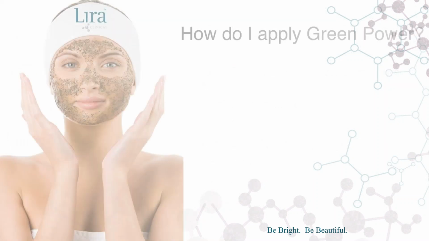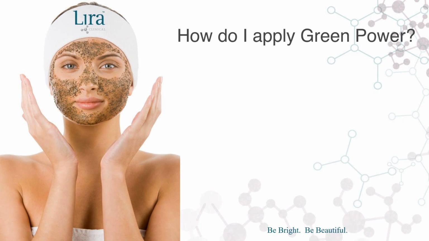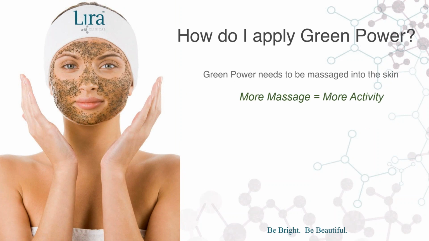So how do we apply our green power? One of the things that we want to remember is that the green power is massaged into the skin. The more massage movements you do, the more activity the client is going to feel, and this herb mixture is going to be penetrated into the skin. We also want to remember that the more pressure you apply to the skin, the more aggressive the actual treatment is going to be. So if you're using a lot of petrissage movements in the skin, that definitely is going to make the treatment more aggressive overall.